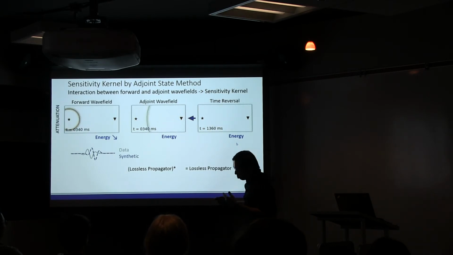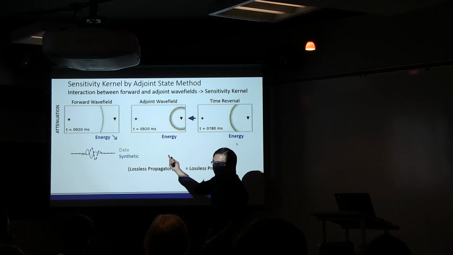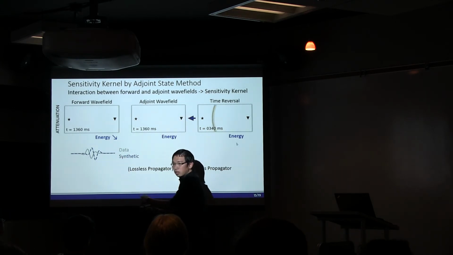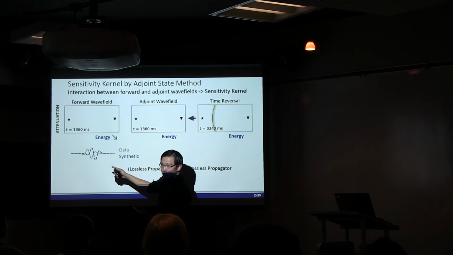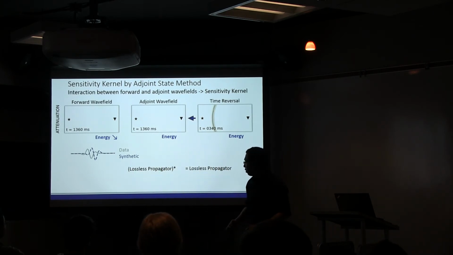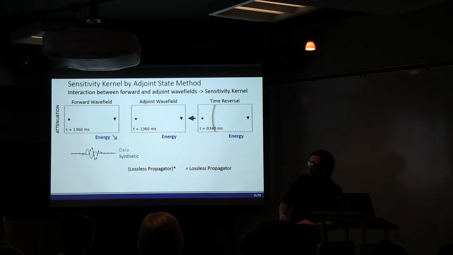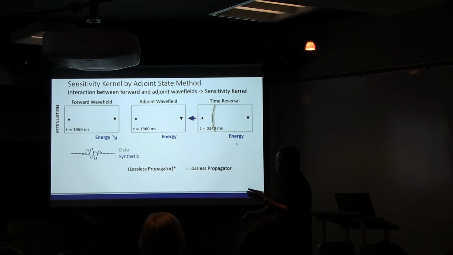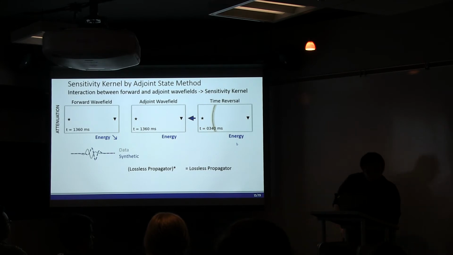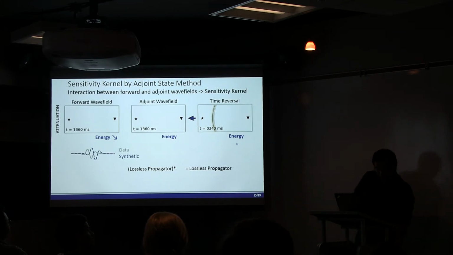Then let's think about something more realistic. We take the seismic attenuation into account. Then clearly the forward wave field is attenuated, so the total energy of the wave field is decreasing. And based on our very non-trivial derivation, we can prove that the adjunct of the attenuating propagator is actually a compensating propagator. But this has some problem with it.